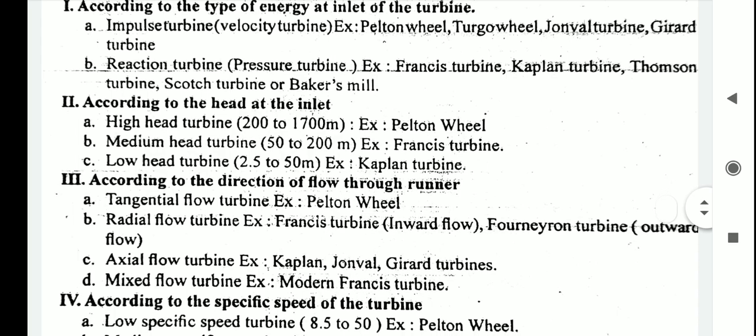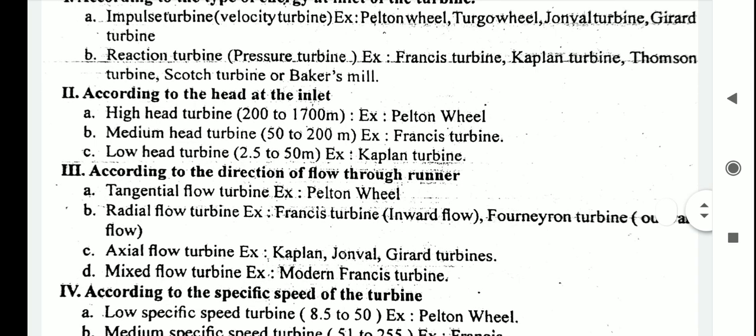The second classification is based on the direction of flow of a fluid through a runner. It is classified into tangential or peripheral flow; second, radial, inward or outward flow; third, mixed or diagonal flow; and the fourth, axial flow type. The first one is tangential flow machines. In tangential flow turbines, the water flows along the tangent to the path of rotation of the runner, for example Pelton wheel.